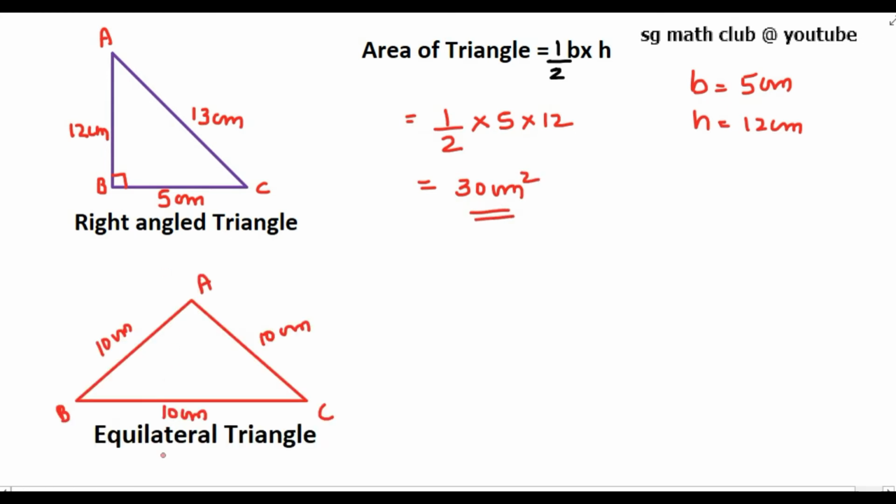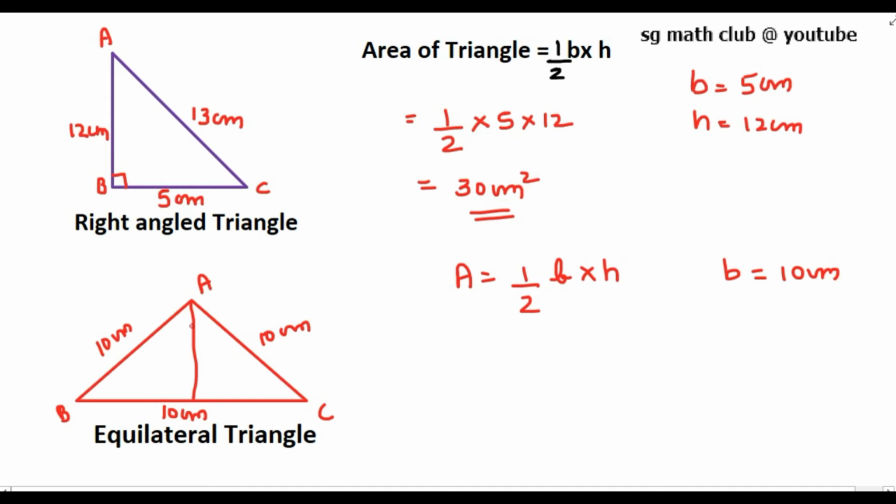Now consider an equilateral triangle with side 10 cm. We know that in an equilateral triangle all the sides are equal. Can we use this formula, area of triangle equal to half base into height, to find area of this equilateral triangle? Of course, you can use this formula. Here base is 10 cm. What about height? We need to find out the height of this triangle.